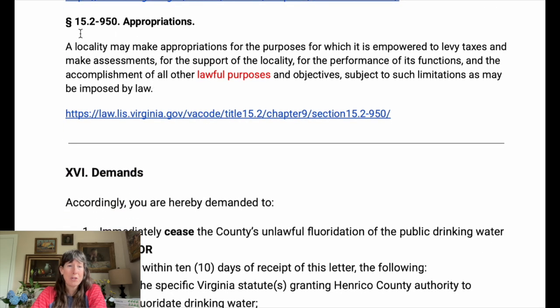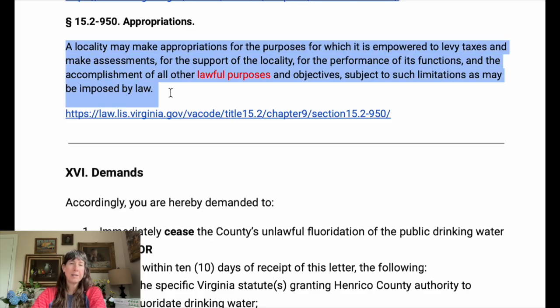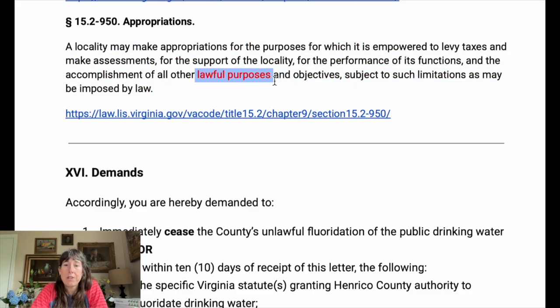All right, we have Code of Virginia 15.2-950, appropriations. And it says a locality may make appropriations for the purposes for which it is empowered to levy taxes and make assessments for the support of the locality, for the performance of its functions, and the accomplishment of all other lawful purposes and objections subject to such limitations as may be imposed by law.